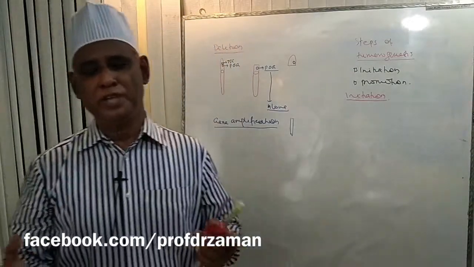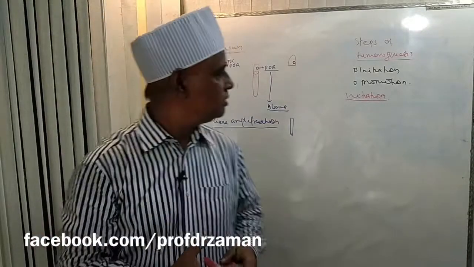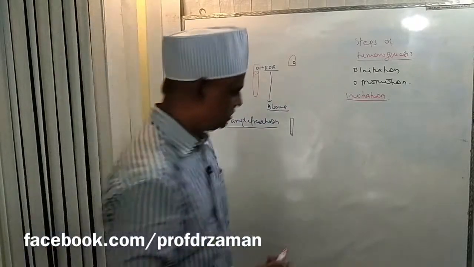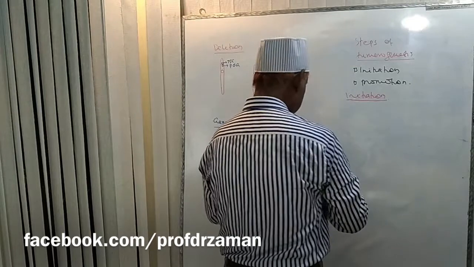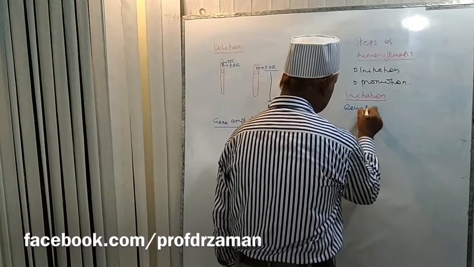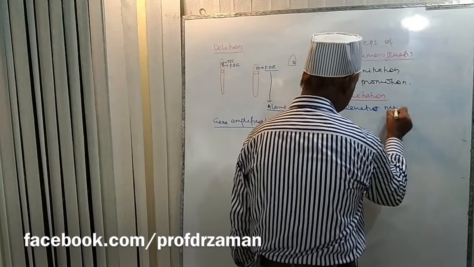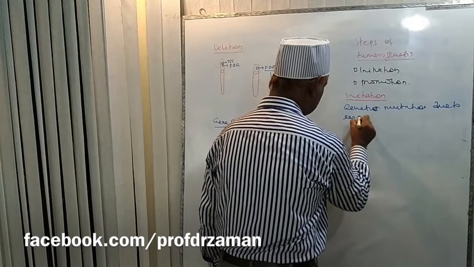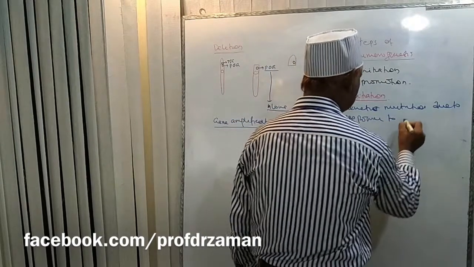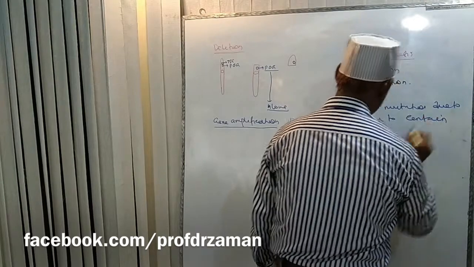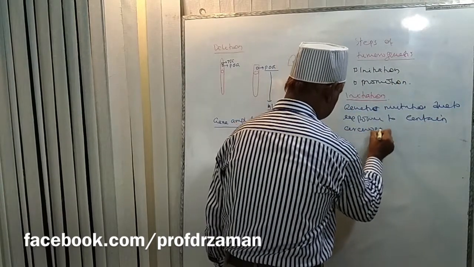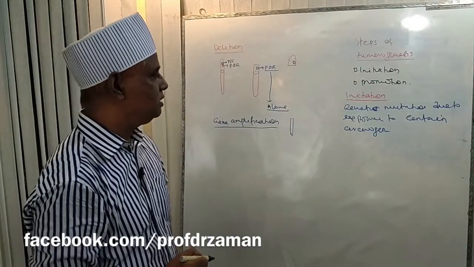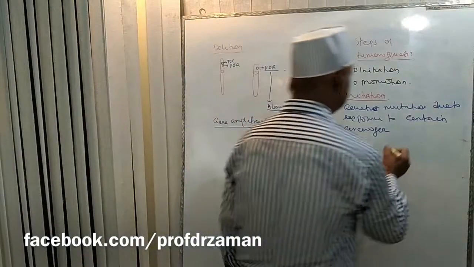due to exposure of cell to certain carcinogen, there is genetic mutation. So genetic mutation occurs due to exposure to certain carcinogen in initiation.